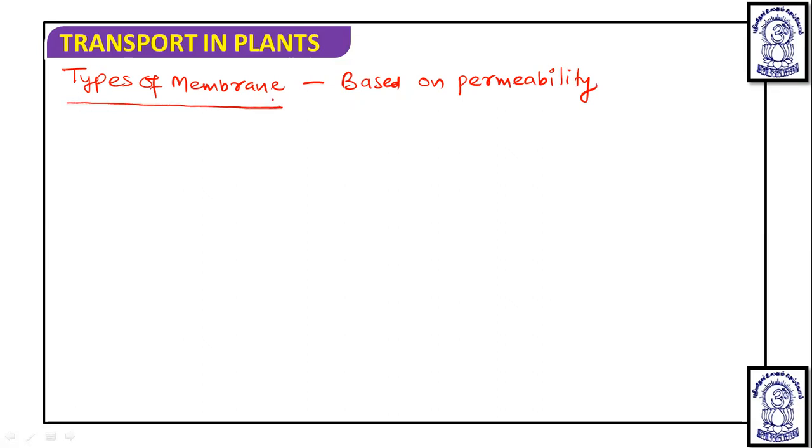Based on permeability, the first one is the permeable membrane. If we define this permeable membrane, then this membrane allows the transport of both solvent and solute.